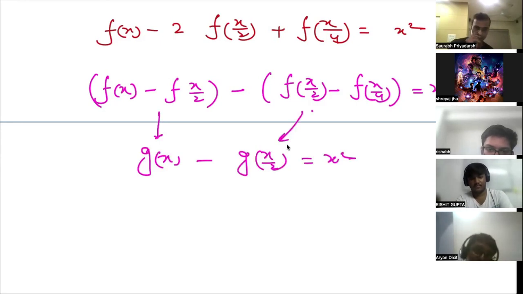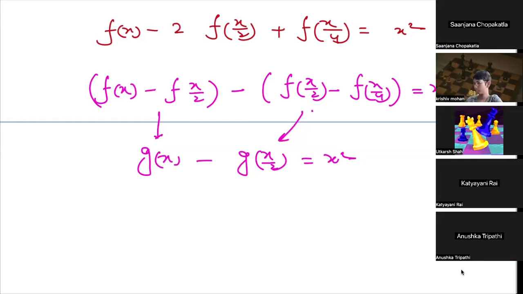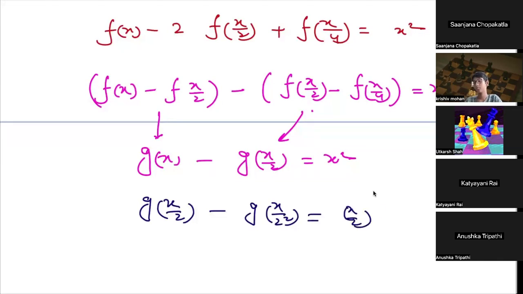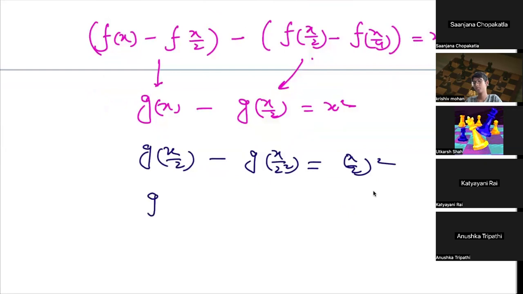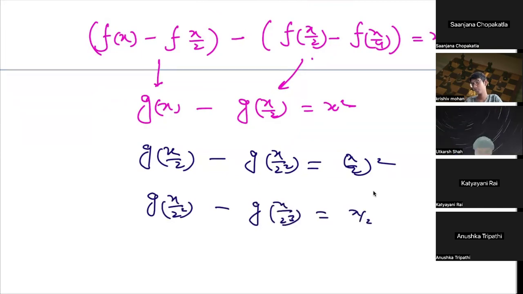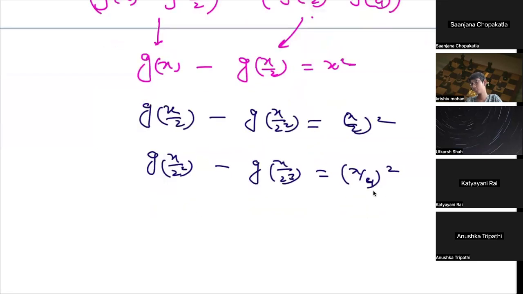Is this okay, everyone? Are you getting this? Now what we have to do, how you'll get the value. So in place of x, put x by 2. Then again in place of x, put (x by 2) square. And this will go up to infinity.